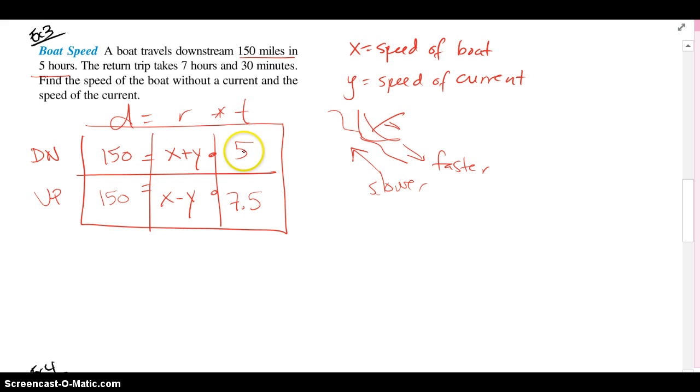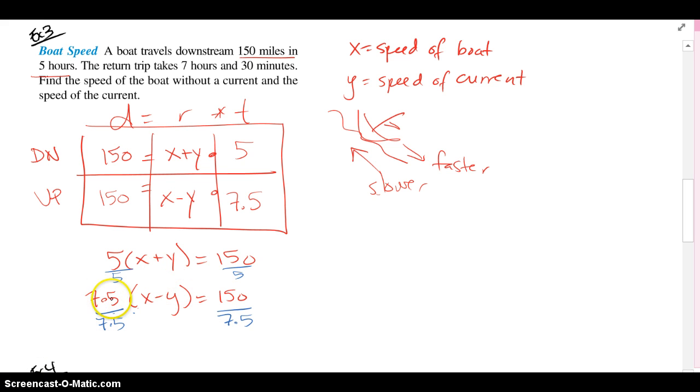equations. I have 5 times (x plus y) is 150, and also 7 times (x minus y) is 150. Then I solve this system. This was actually a 7.5 for the time, not 7. So instead of distributing, I'm just going to divide both sides by 5 to get rid of this 5, and instead of distributing, again, I'm going to divide both sides by 7.5.